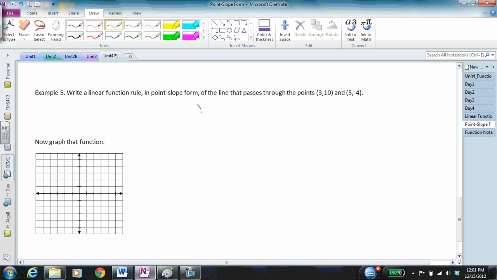So again, point-slope form would be y minus y1 equals m times (x minus x1). We don't have a slope yet, so we have to find it. So the slope, which is m, is going to be (y2 minus y1) over (x2 minus x1). There's x1, y1, x2, y2. So that's (-4 minus 10) divided by (5 minus 3). -14 over 2, which is -7. That's my slope.